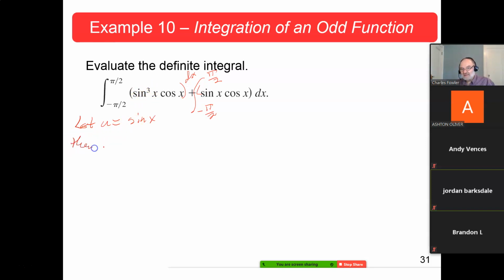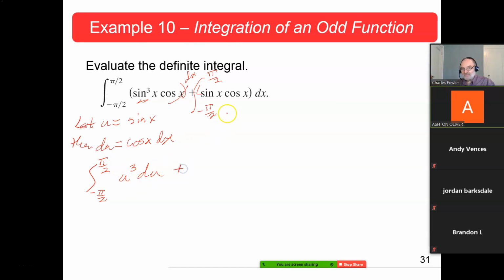Then, du is equal to... u is sine x, du is cosine x dx, right? Pretty ugly x there. And that's exactly what we've got here. So this becomes the integral from minus pi halves to pi halves of u cubed du, right? This part is your du, this part is u cubed. Agreed?